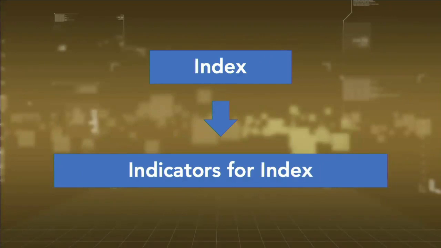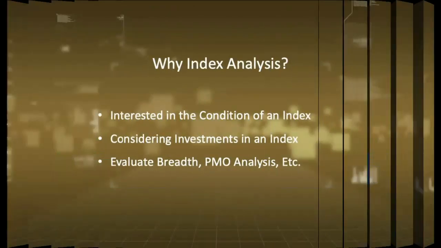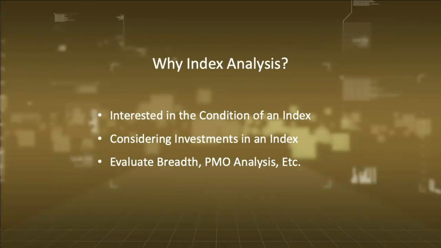We're going to look at starting with an index and then looking at the indicators for that index. I'm not going to spend a huge amount of time on this because I suspect this is what we all do more often than not, start with an index and start looking at those indicators to give us a feel for what's going on in that index. So why might we do it? We're probably interested in the condition of that index, for example the S&P 500, which is the one most of us study every day.